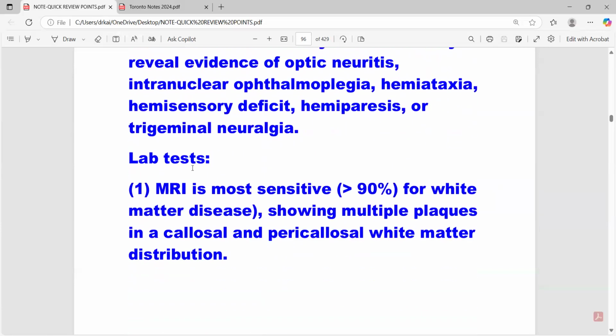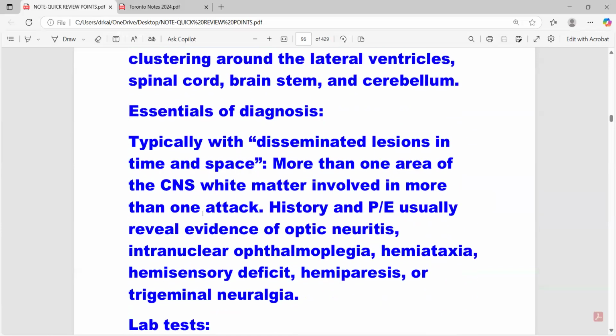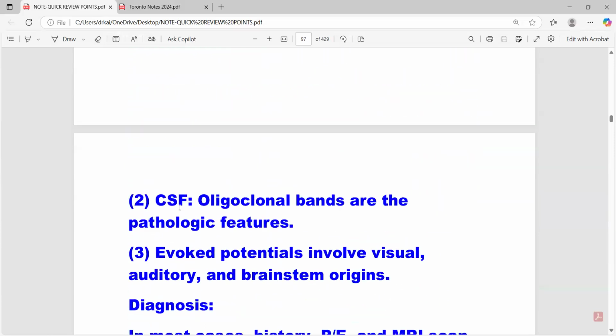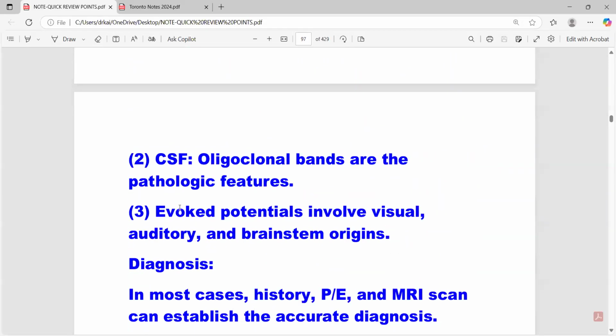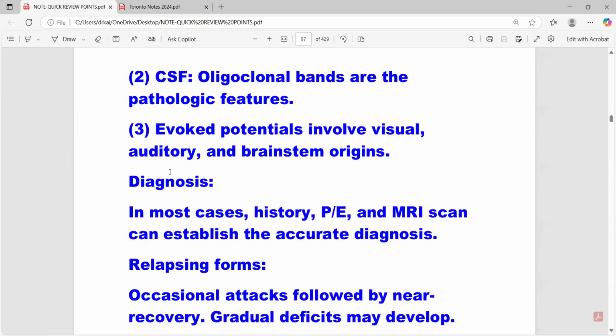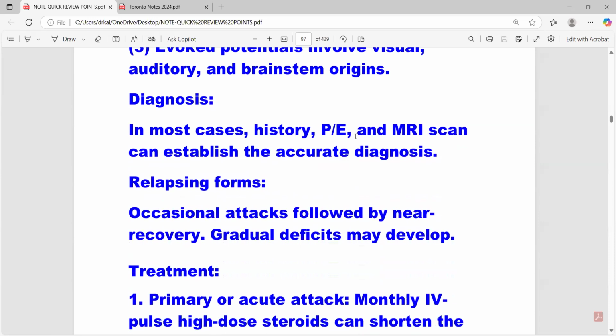Then MRI is the most sensitive test for multiple sclerosis. CSF can also help for oligoclonal bands. Why is this important? Because this is important from the exam point of view. So you never know, they can ask you a question from here in the QE1 too. Evoked potentials involve the visual, auditory, and brainstem origins. Then for the diagnosis in most cases, the history, physical examination, and MRI are more than enough.